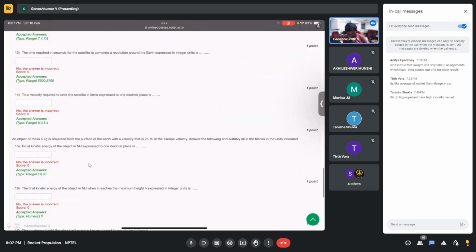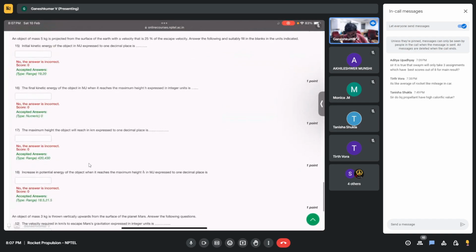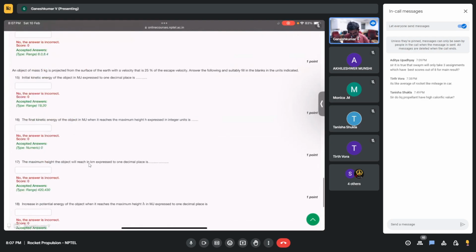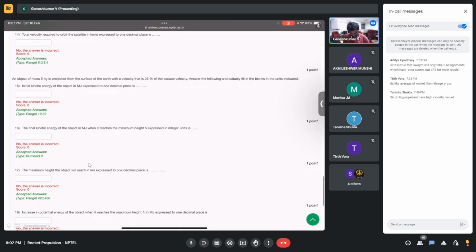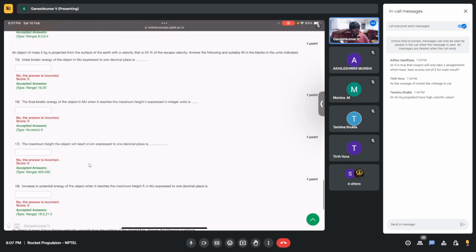Question number 17: the maximum height the object will reach in kilometers, expressed in one decimal place. I think it's a linked question. An object of mass 5 kg is projected from the surface of Earth with a velocity that is 25% of the escape velocity. Answer the following and suitably fill in the blanks in the units indicated. So what is the problem you are facing, Akhilesh?